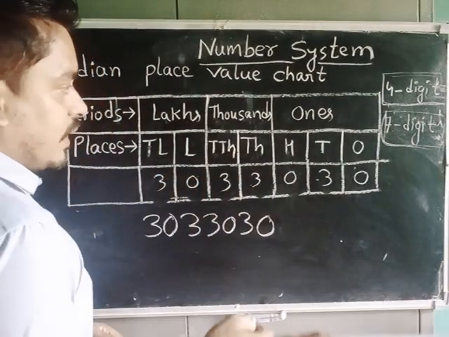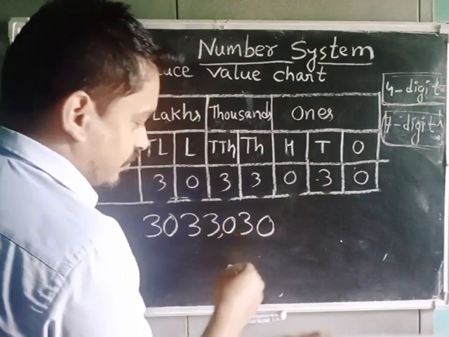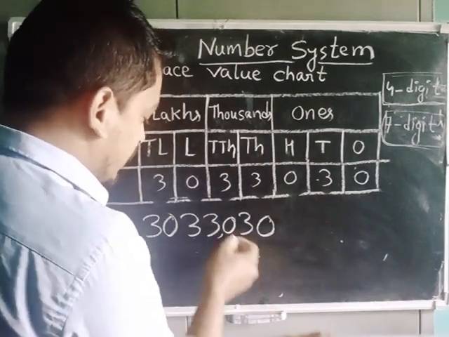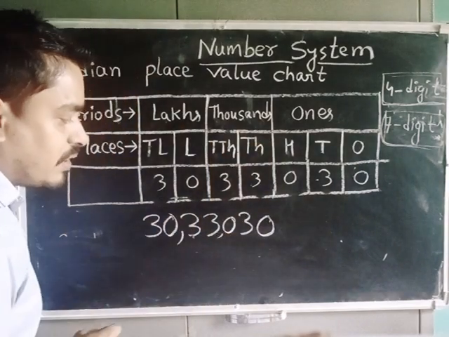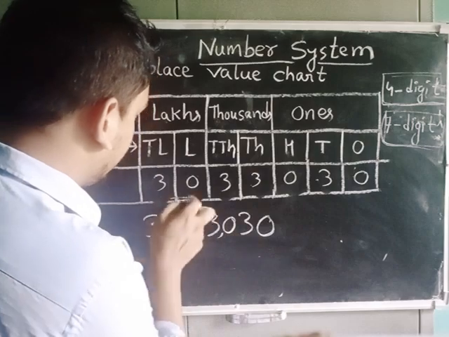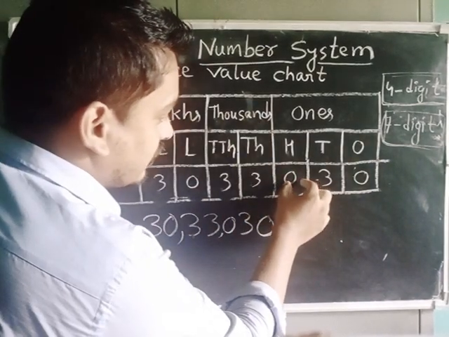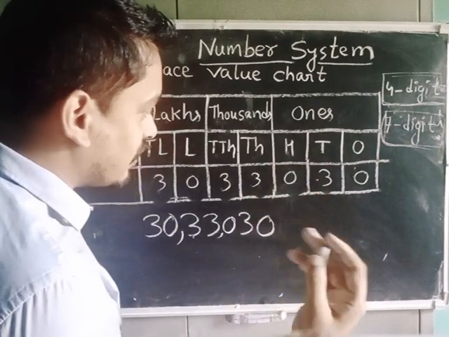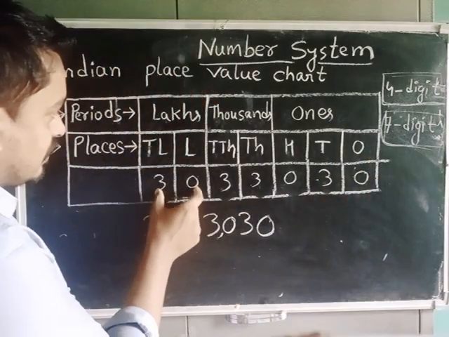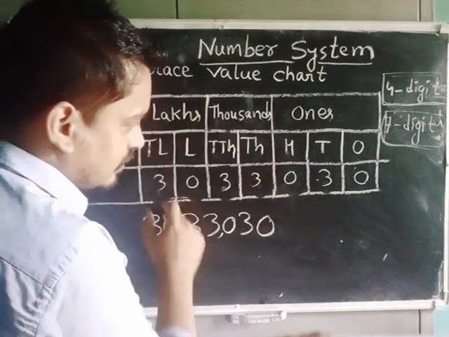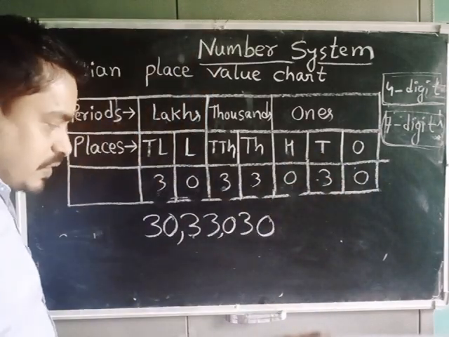So now again we have to use the commas. Before 3 digits there will be a comma, and you have to start from the last side. Then in the thousands period there are 2 digits, so before 2 digits there will be a comma. Now you see what do we get? We get 30 lakhs 33,000. Then after that, in the hundreds place there is 0, so no need to say hundred, then only 30. Again I am saying 30 lakhs 33,000, then 30, because in the hundreds place there is 0. I hope you have understood.